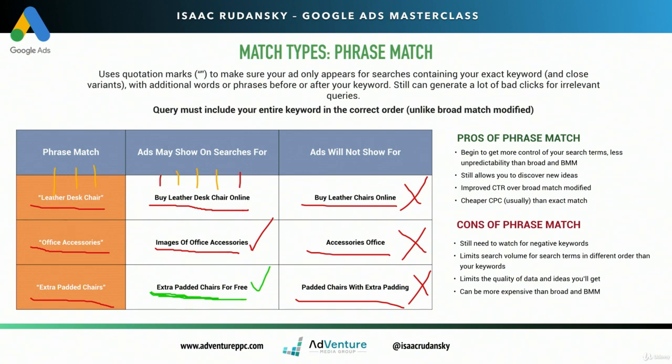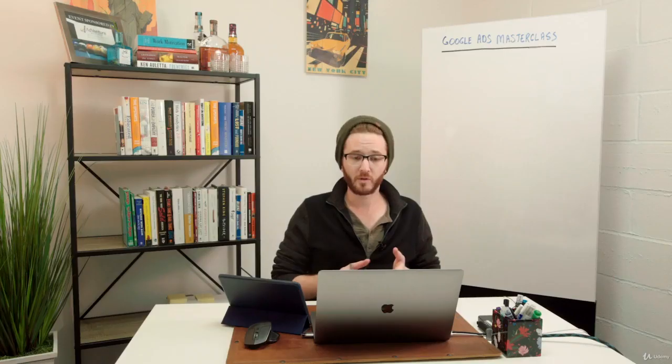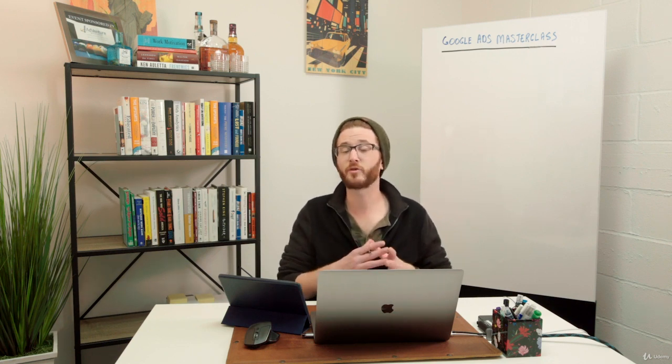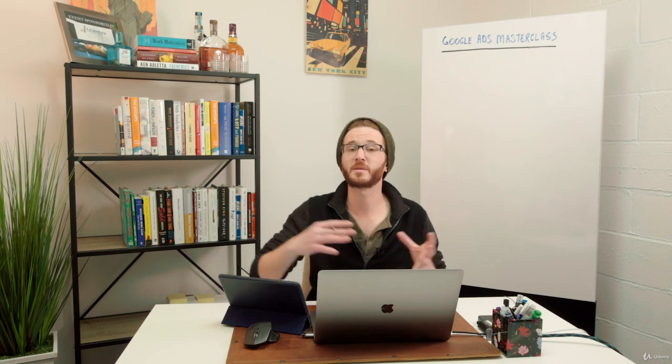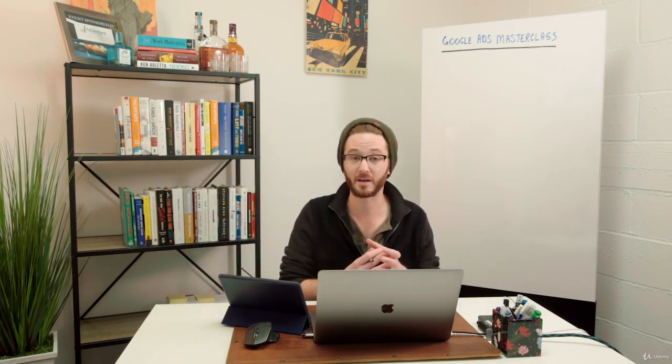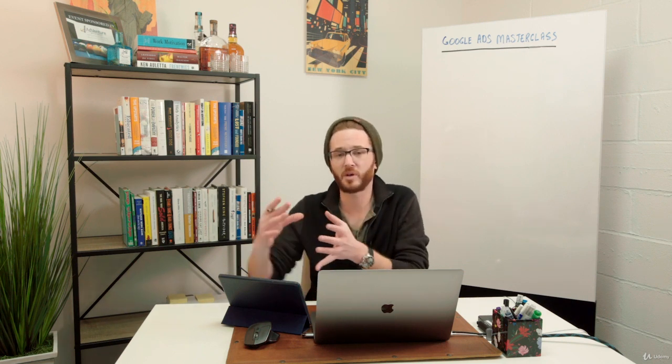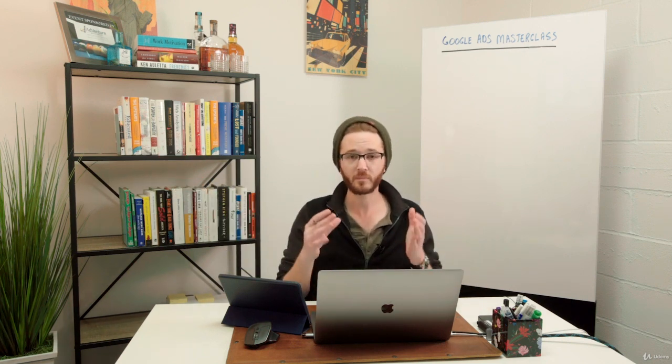Let's talk about some pros and cons of phrase match. You're beginning to get more control over your search terms, with less unpredictability than broad and broad match modified. When you open up your search terms report for a phrase match keyword, you're going to have a lot fewer surprises, because you'll have a lot fewer irrelevant clicks. Google doesn't have as much control. They're not pulling from as much of that pool of related potential traffic, because you're now constricting that net to whatever sample of that entire potential pool has your entire keyword in that exact order.